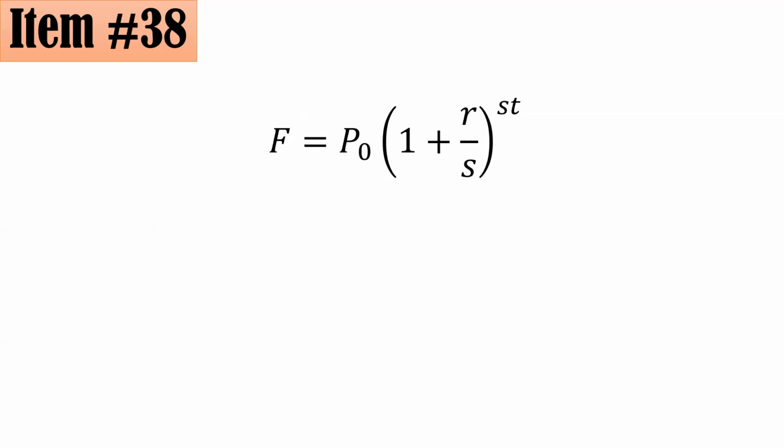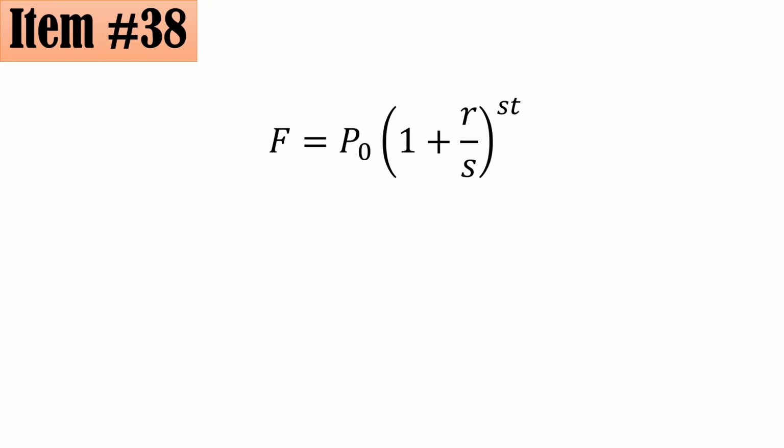Eh kung monthly po, ilan po yung S natin? 12, sir. 12. Very good. So kung monthly, S is 12. And kung ano po yung S na nandito sa ating denominator, the same S din po yan sa exponent na part na to. Parehas lang po sila. And the T is the time that is usually expressed in terms of years.